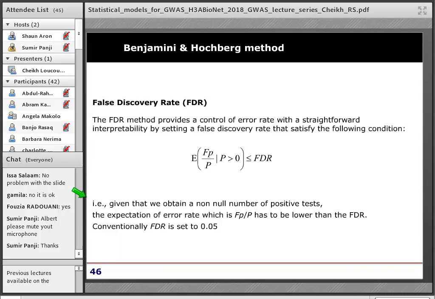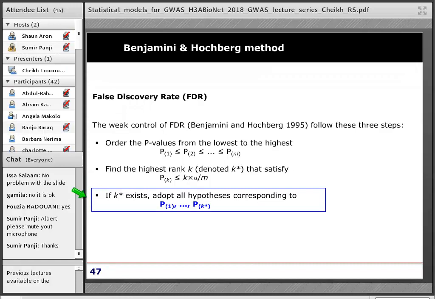And once you make this table, what the authors, Benjamini and Hochberg, propose is to control the expectation of the false positives divided by the number of declared positives, so the rate of false positives, given that you have at least one positive finding. This expectation should be less than what is stated as the false discovery rate. The false discovery rate here will be fixed at 0.05. So you have to control the rate of false findings depending on the number of findings you have.